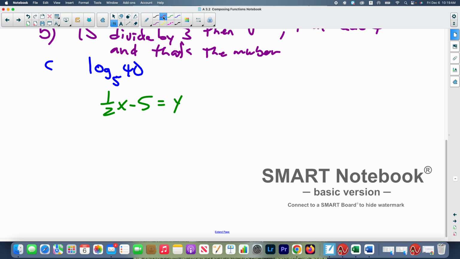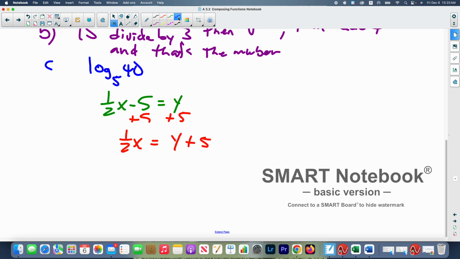So what would be the first thing that you would do? Add 5. Add 5 to both sides. That's what we did a while ago, right? So plus 5, plus 5. So I have 1/2 x is equal to y plus 5. Then what? Divide by 2.